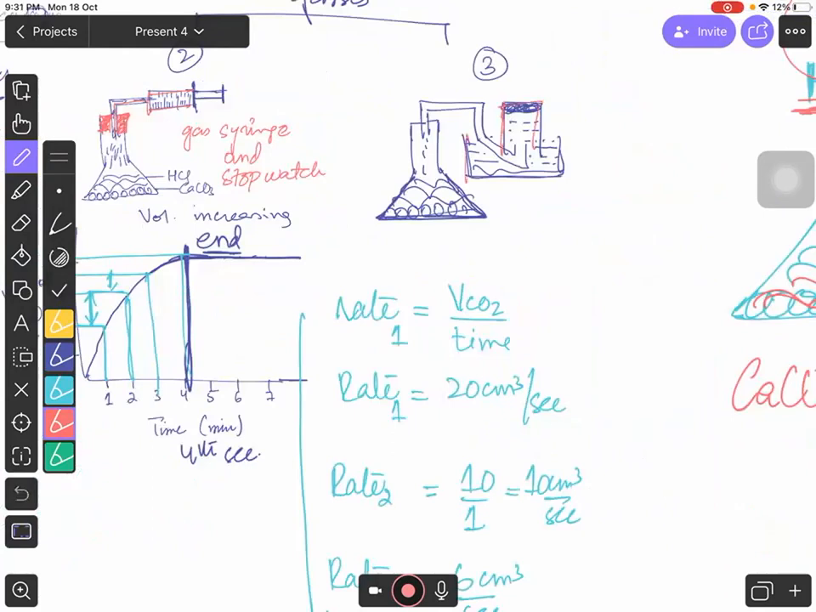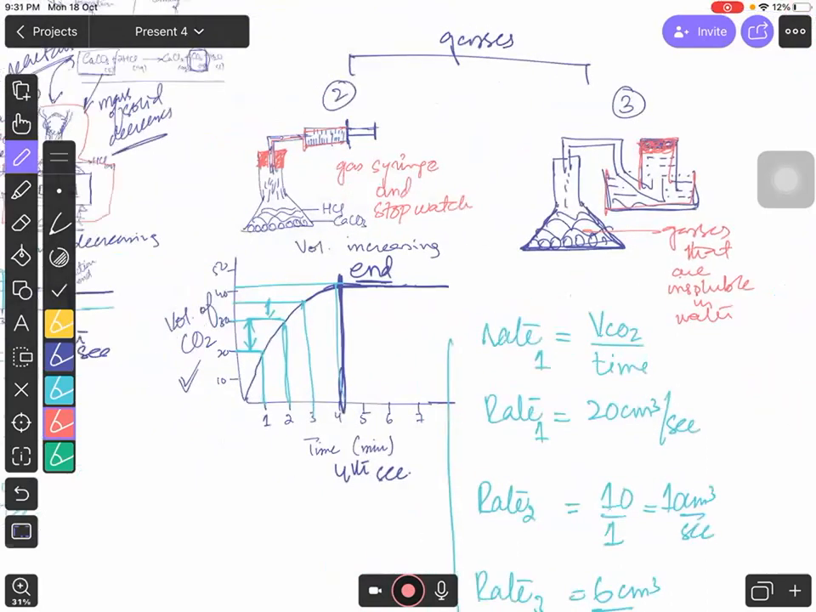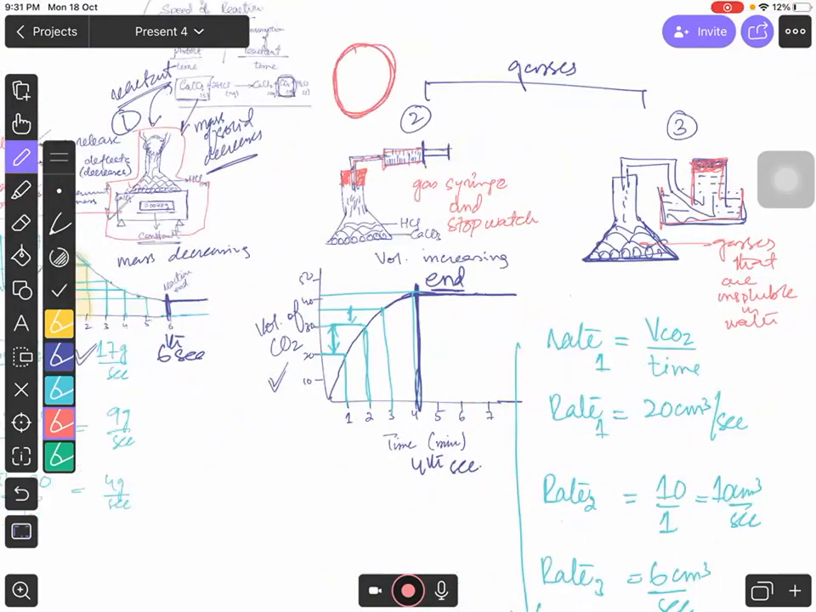But this apparatus is only used for the gases that are insoluble in water, because definitely the gas is going to be passed through the water. So if it is insoluble in water, that means it can collect over here. Otherwise, it will not collect, and we are not able to find out the rate of reaction. Okay, and on all these three apparatus, the main thing that we need to use is a stopwatch, right?